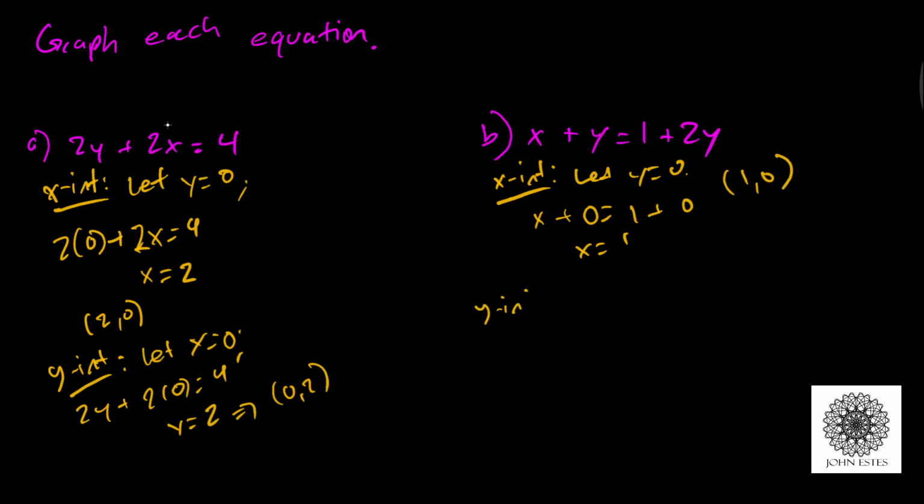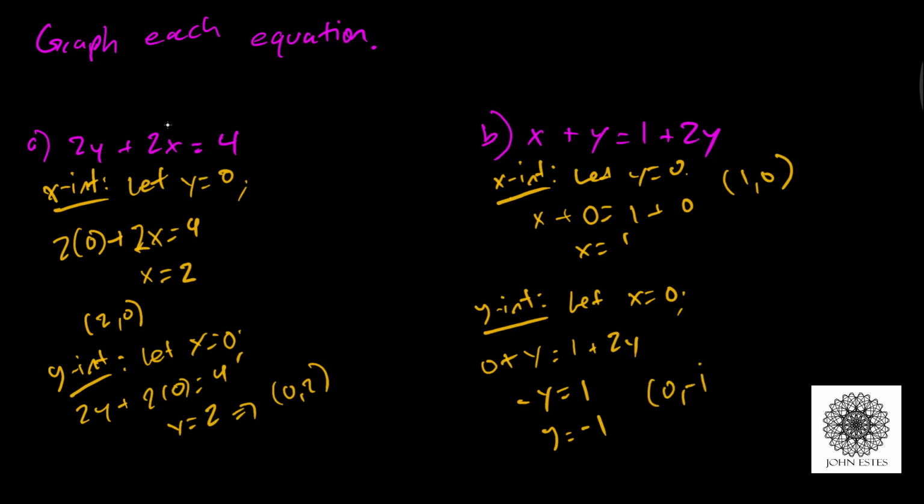Now doing the same thing for my y-intercept. Remember, this time I let x be 0. And when x is 0, I have y equals 1 plus 2y. Remember, the x was 0, so you have a plus 0 here if you want. Now solving linear equations, I just have to subtract the 2y from both sides. So I have 1y minus 2y gives me negative 1y equals 1, which means y equals negative 1, and so I have a y-intercept at 0, negative 1.